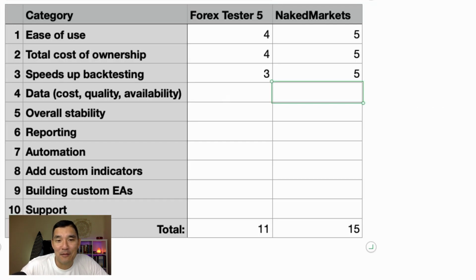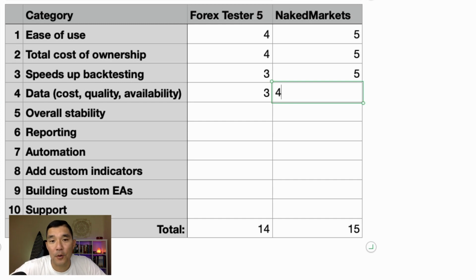So for Forex Tester 5, I'm going to give the data package a 3, mostly because you have to pay for it on an ongoing basis, or if you buy the lifetime, it's pretty expensive. And also, I don't think it has as many varied markets as Naked Markets does, although it does have some markets that Naked Markets doesn't have. So, there's always a trade-off there.